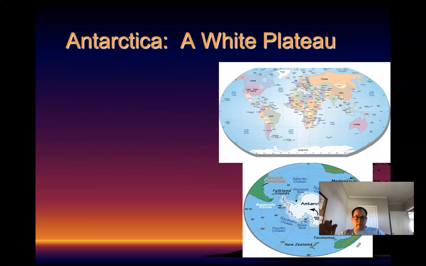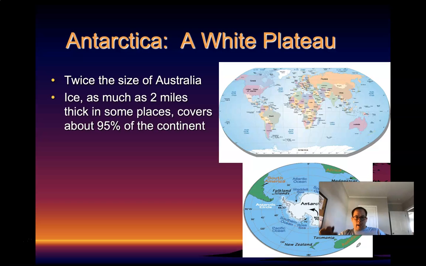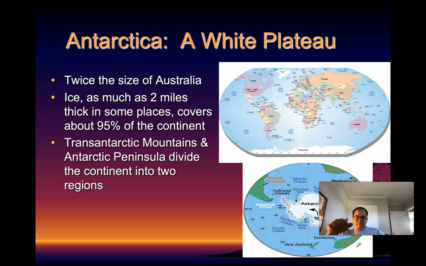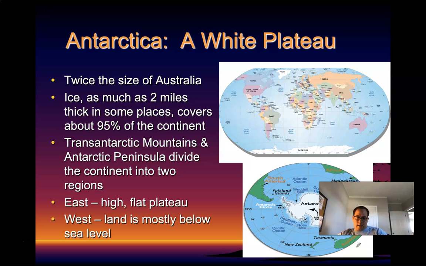Now switching to Antarctica, a vast white plateau. It's twice the size of Australia. Ice, as much as 2 miles thick in some places, covers about 95% of the continent. The Transantarctic Mountains and the Antarctic Peninsula divide the continent into two regions: the east, the high flat plateau, and the west, where the land is mostly below sea level.